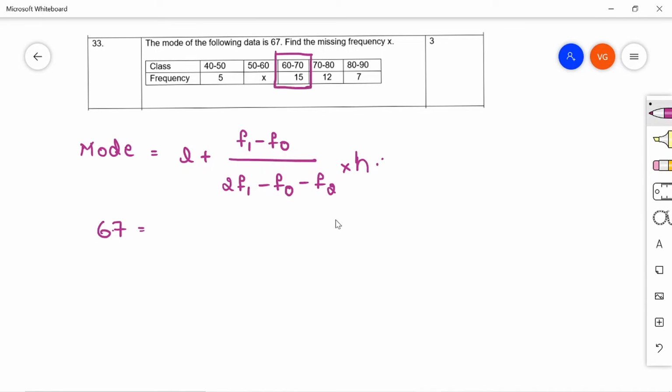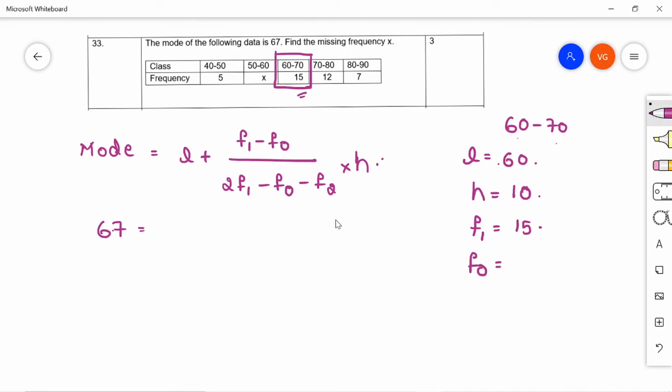Then L is the lower limit of the modal class. That is, you have to write down the lower limit of the modal class. L is equal to 60 here. H is the class height, 70 minus 60, that is 10 here. Then F1 is the frequency of the modal class, that is 15.